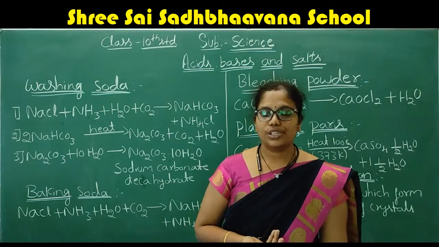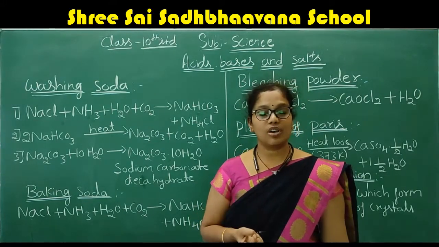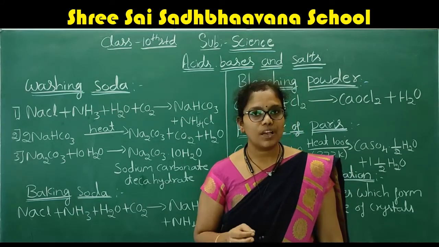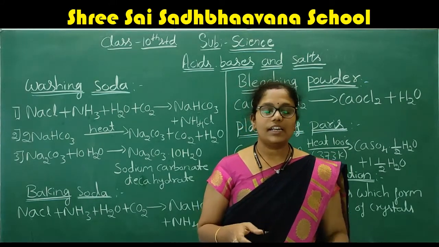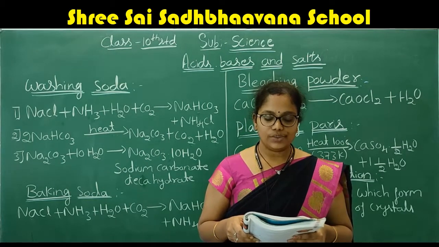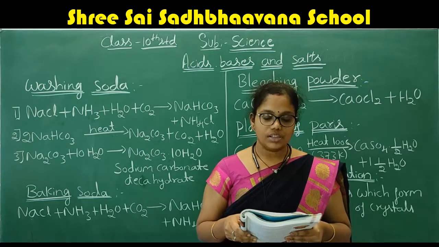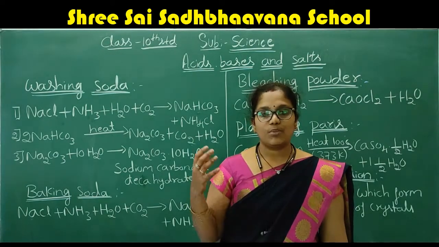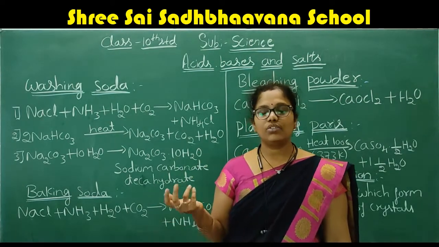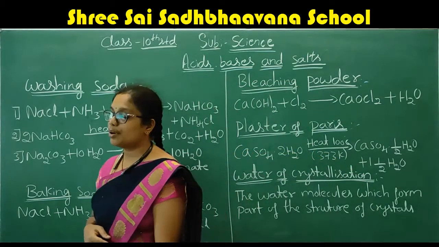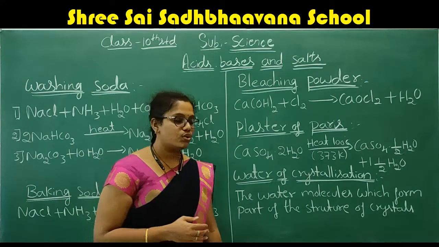Where are we going to use the sodium carbonate? It is also used in the manufacture of soap and paper industries. And the last point, the sodium carbonate is used in the manufacture of sodium compounds such as borax. If you see the borax glass, in that also they use this sodium carbonate. These are some of the uses of the sodium carbonate.